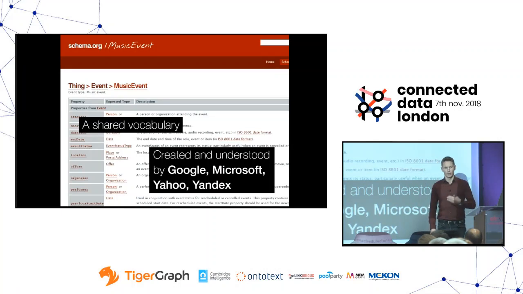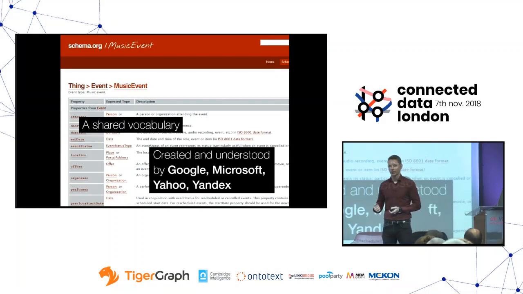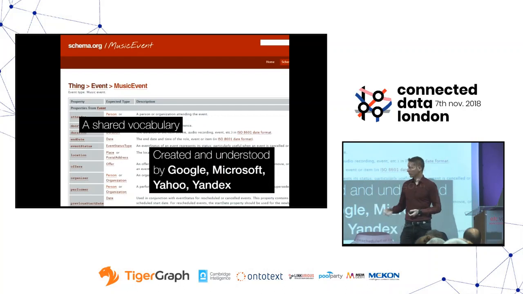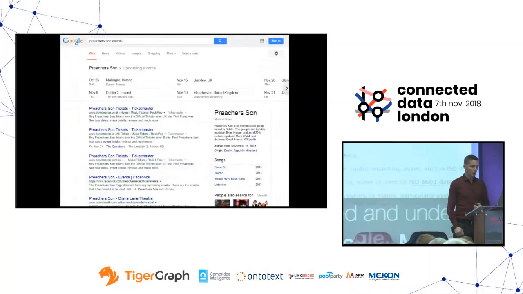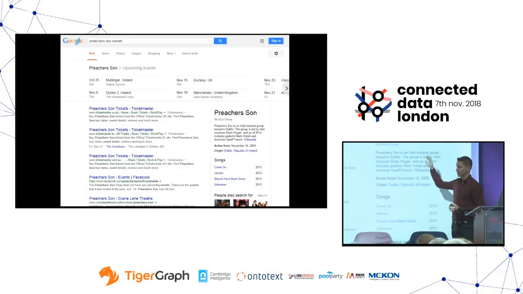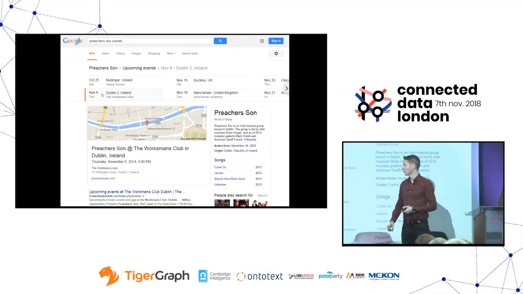And as soon as you have a semantic understanding of the data, you can do really interesting things. So for instance, in Google, we can give you much more tailored, much more precise search results. Going back to the example we had before, the Preacher Sons, we can now give you a list of their upcoming events, really show you the date right there on the search page.